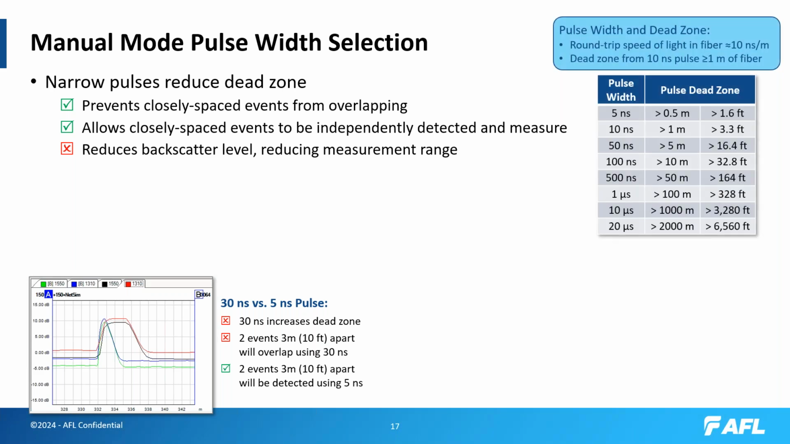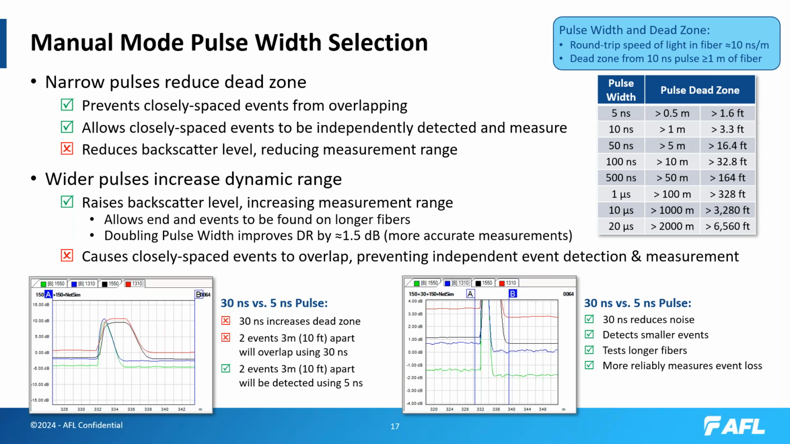So some rules of thumb here, pulse width and dead zone. Typical rule of thumb is that the round trip speed of light in fiber is about 10 nanoseconds per meter. And that means that a dead zone from a 10 nanosecond pulse width will be greater than or equal to 1 meter of fiber. So if I looked at 100 nanosecond pulse width, that's going to be greater than 10 meters. If I looked at a 1 microsecond pulse width, that means my dead zone will be greater than 100 meters, or greater than 300 feet.